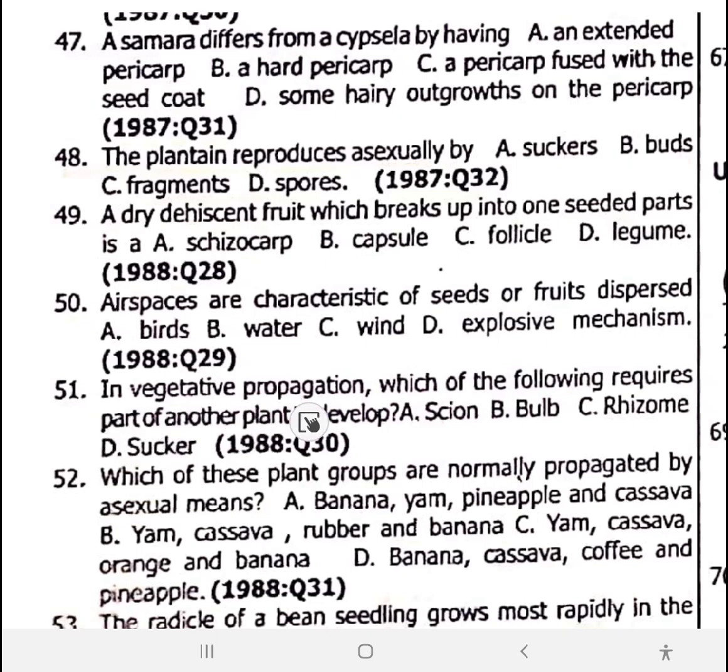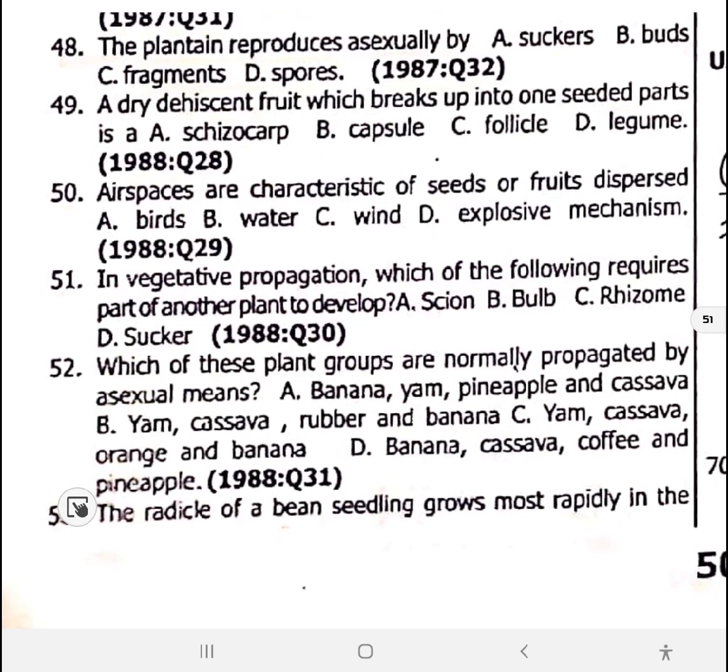51. In vegetative propagation, which of the following requires parts of another plant to develop? Scion. Scion requires part of another plant to develop. Where you cut one plant and add it to another one, it's called the scion. 52. Which of these plant groups are normally propagated by asexual means? Asexual propagation happens in bananas, yam, pineapples, cassava. Option A. 52 is option A.